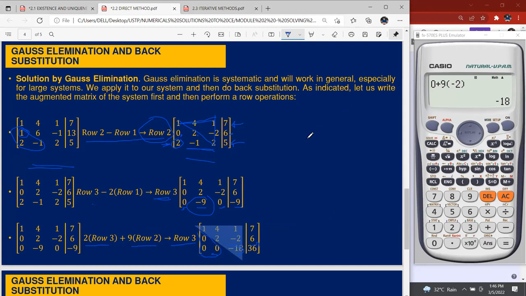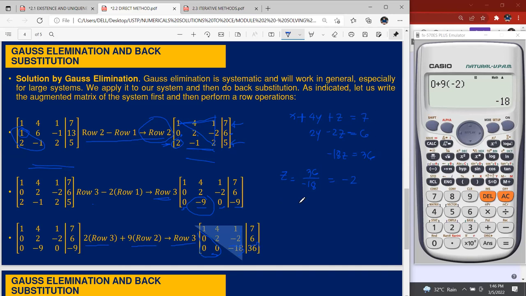This one, upper triangular form. So, let's try and solve. Back substitution ta. So, we have the coefficients for the first equation: x plus 4y plus z equal to 7. And we have 2y minus 2z equal to 6. And we have negative 18z equal to 36. So first na ma-solve, this is z, that is equal to 36 over negative 18. So z is equal to negative 2.